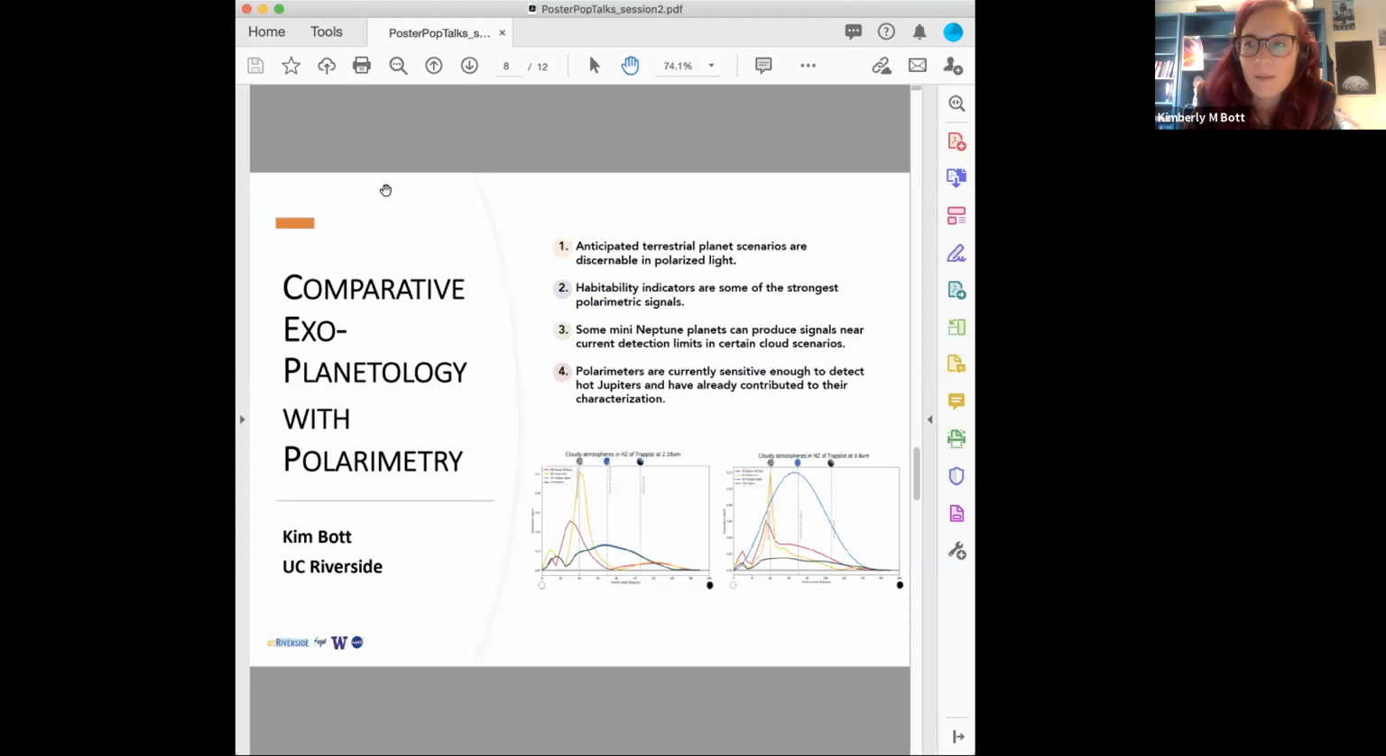Hi, I'm Kim Bott. I'm a postdoc at UC Riverside working with Stephen Kane. I just came down here from University of Washington in Seattle. My poster is on research mostly conducted there at UW on polarization for terrestrial exoplanets and mini Neptunes. This is utilizing a new, robust, polarized radiative transfer modeling software to provide more accurate predictions that we just won a ROSAS grant to further develop.